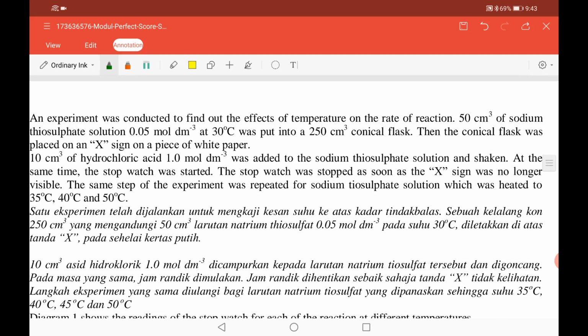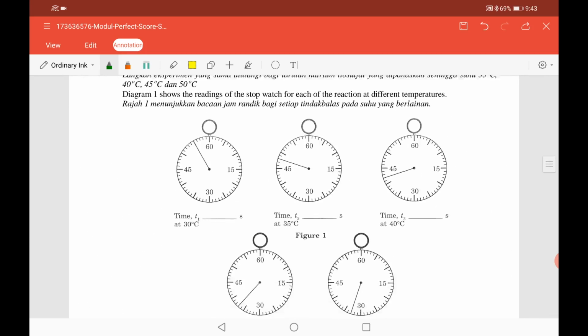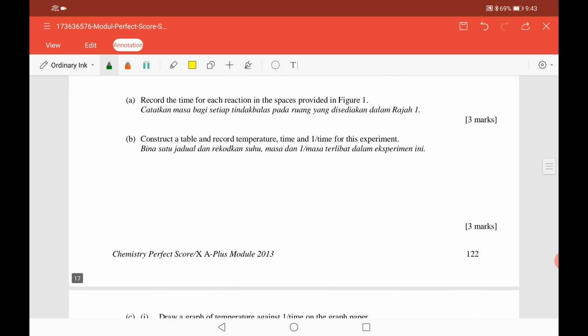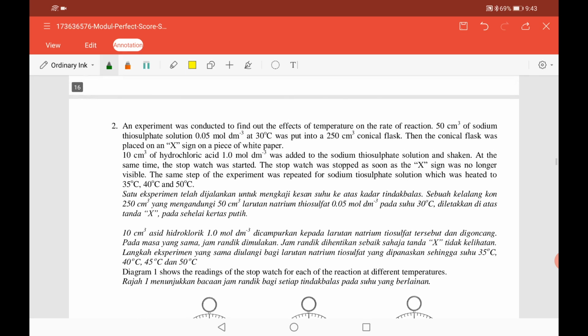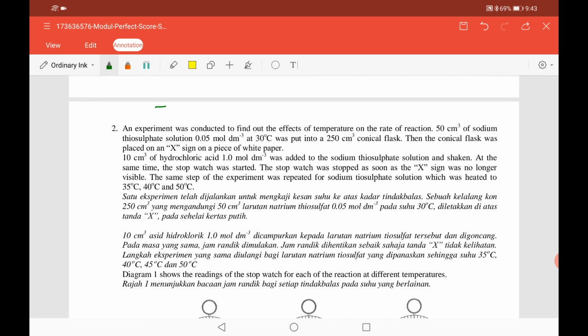Okay, so this is page 122. This is a very famous experiment for your Form 5 Chapter 1. This is the experiment about rate, the speed of reaction. An experiment was conducted to find out the effect of temperature on the rate of reaction.